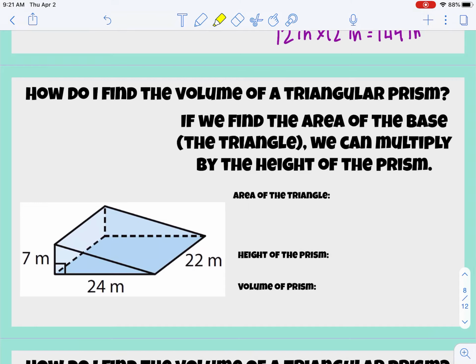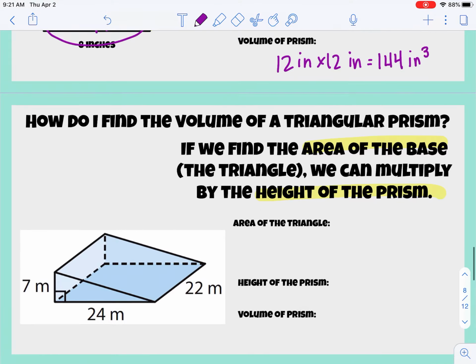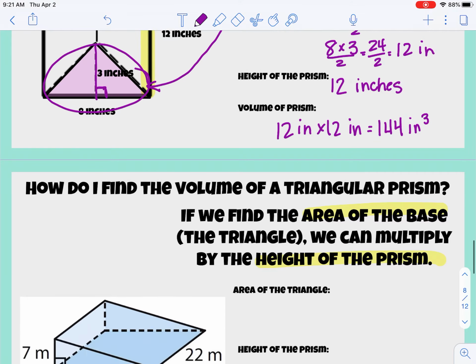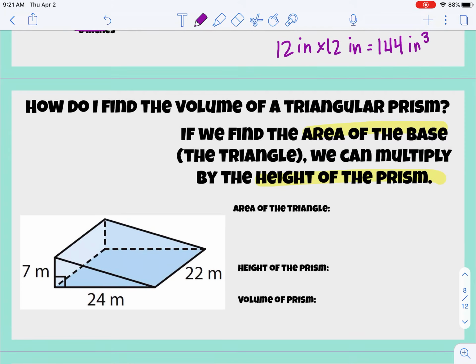If we find the area of the base, so if we find the area of the triangle, then we can multiply by the height of the prism. So Mrs. Brown picked this problem just because it has a little bit different placement of the prism. Rather than the prism being on its bases, it's on one of its sides. So first, let's look at the triangle.